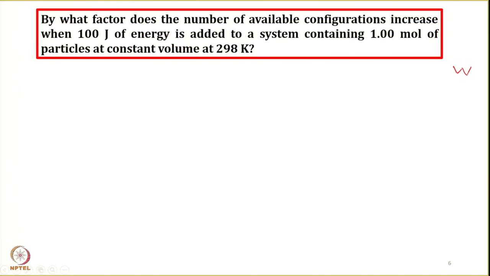So here they are talking about available configurations, that is W, and they are talking about delta U, and we need to find out by what factor this W changes when you pump 100 joules of energy into the system at a given temperature under constant volume conditions. Remember, constant volume conditions. I can write here also, constant volume. Maybe this will help me in solving the question easily. So now we need to develop an equation at constant volume which will allow a connection between W and delta U.